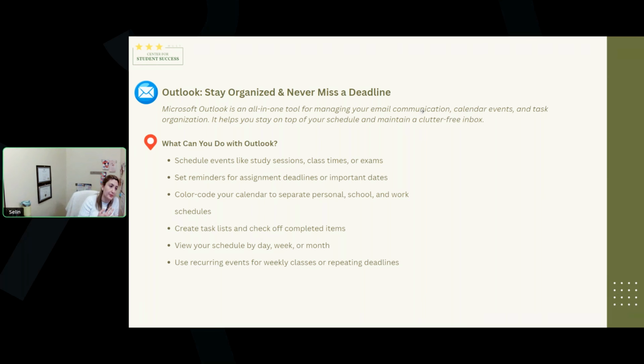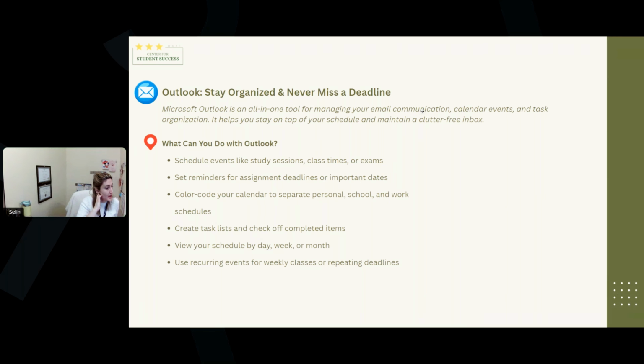What can you do with Outlook? You can schedule events like study sessions, class times, or exams. You can set reminders for assignments, deadlines, or important dates. You can also color code your calendar to separate personal, school, and work schedules. What else can you do? You can create a task list or to-do list, and you can check off completed items. It's very useful and very helpful.